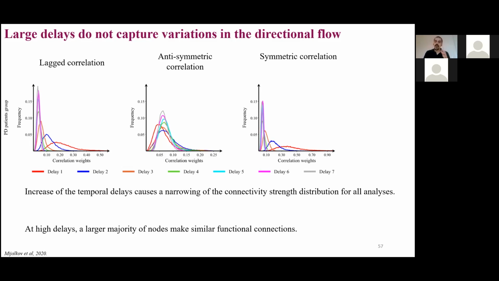So therefore, our study was restricted between delays 1 and 7, which were the ones that were giving enough spread in the correlation weights so that we were able to investigate it. However, in the rest of this part, I'm just going to show you the results for the delay 1.